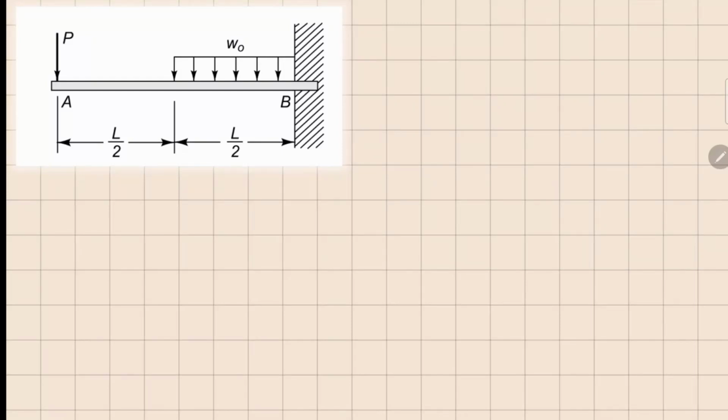This one is problem 3.12. Here we have a cantilever beam on which there is a point load right here, and there is a distributed load which is W0 right here. So in terms of support reactions, we'll get a support in y direction and a moment reaction right here.